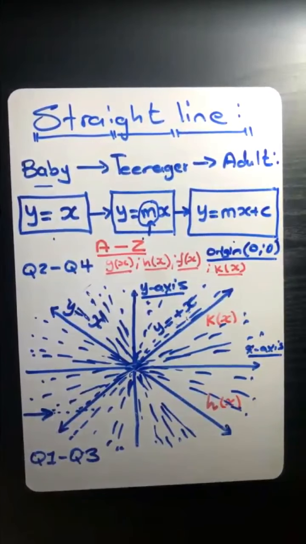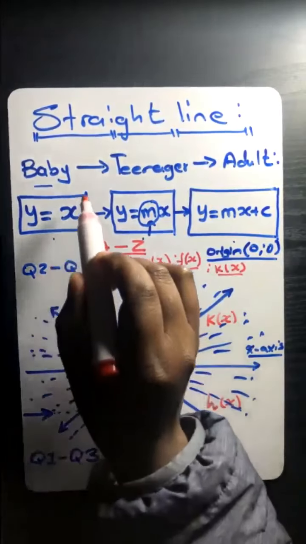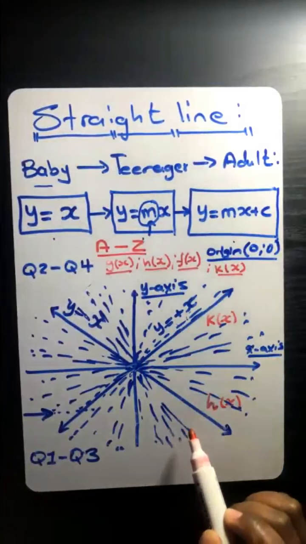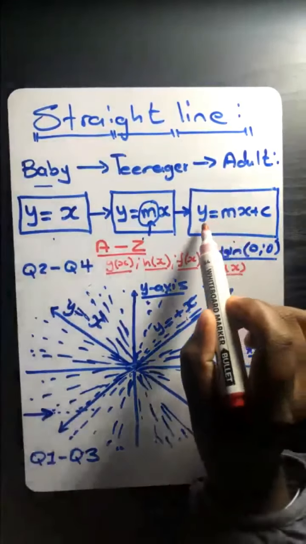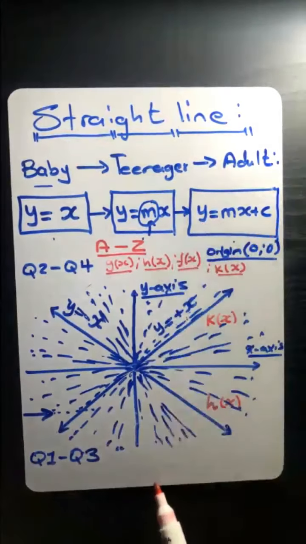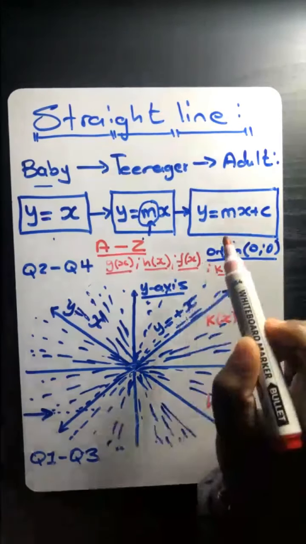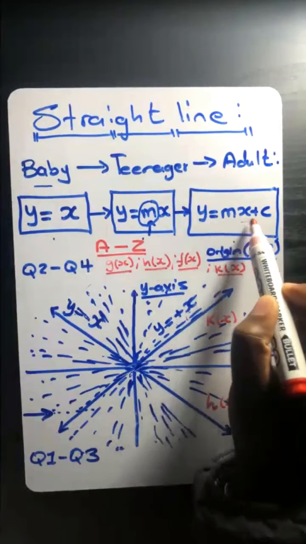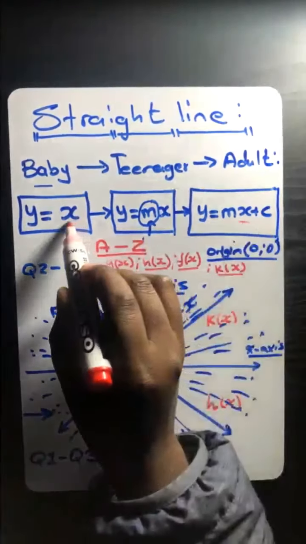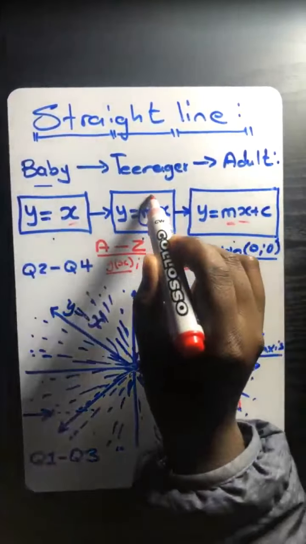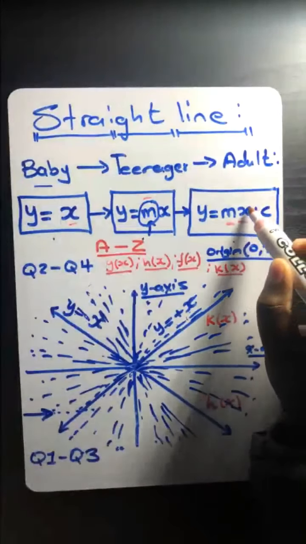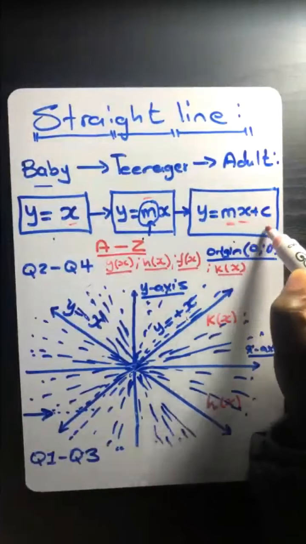So, good people, what I've explained up to this point is the baby stage and the teenage stage. Now, please allow me to try and explain the adult stage. Can you see, at the adult stage, we have that part of the baby, we also have that part of the gradient. The only difference is where we've got plus c.